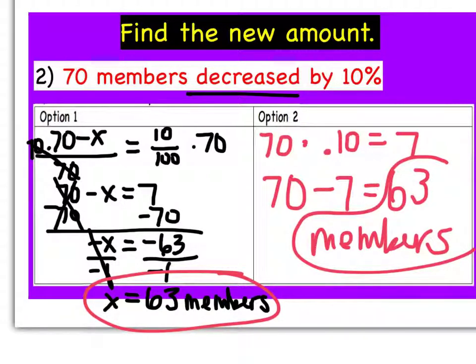Now we need to ask ourselves, does 63 members as our final answer make sense? I'm going to say yes, because if we started with 70 and we're just decreasing by a small amount of 10%, we know our new amount is not going to be a big change at all.